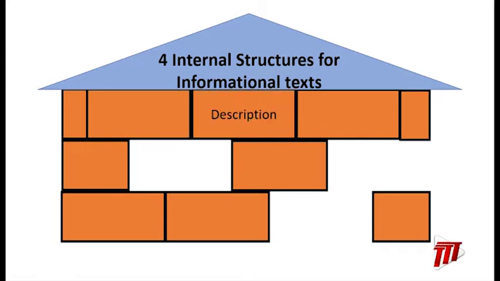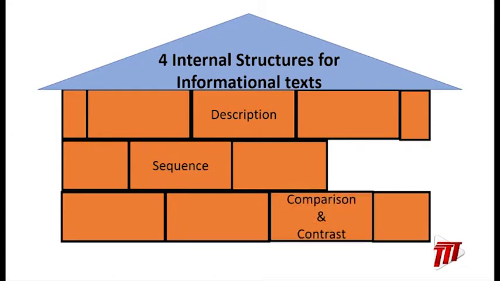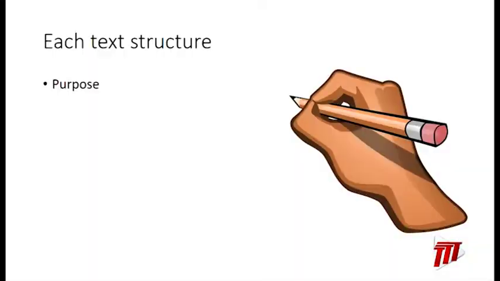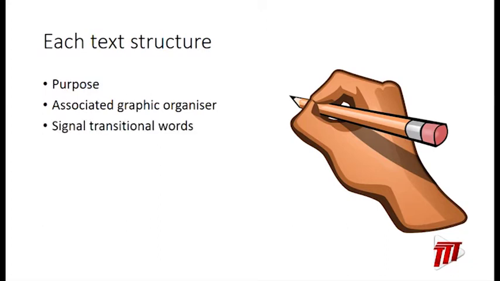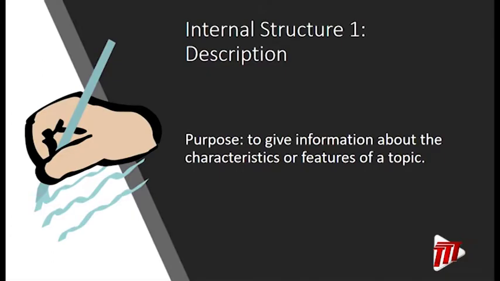One will be description. Another will be sequence. Yet another will be comparison and contrast. And the final one will be cause and effect. For every text structure, you will have a purpose. There will be an associated graphic organizer, and there are going to be specific signal transitional words that will help you figure out what kind of structure it is.